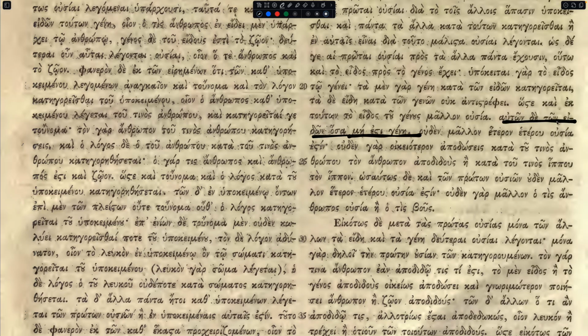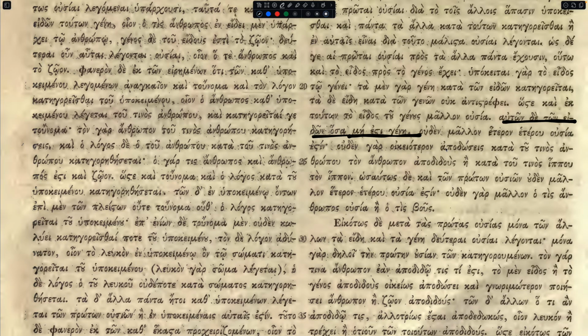Auton, so of these species, hossa me esti gene uden malon heteron hetero usia estin. So here he's coming up with a good distinction, bringing an example that one is more substance than the other, isn't it? Which one is more substance than the other? Well, it's the species, because it's closer to primary substance, okay?